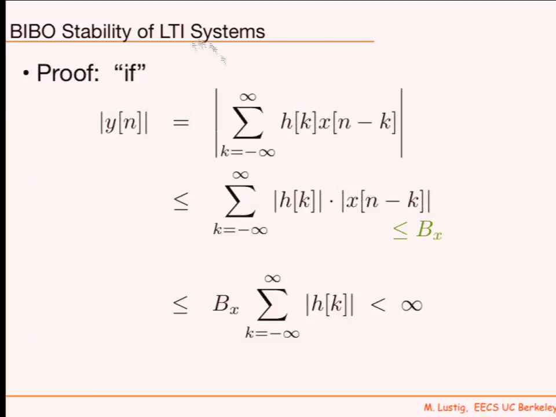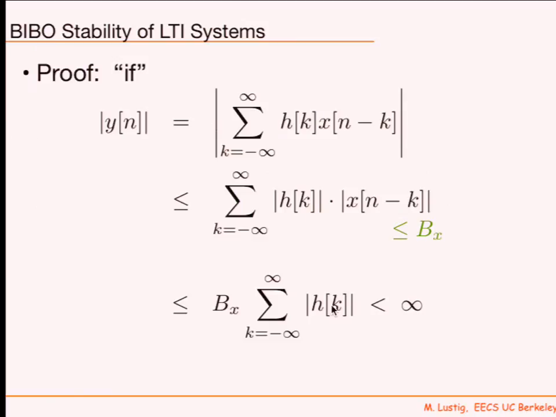You write y of n, the output, and take the absolute value of that. It equals the convolution of the impulse response with the signal you put in. By the triangle inequality, this is less than the sum of the absolute value of the impulse response times the absolute value of the input. We know the input is bounded, so this is less than B times the sum of absolute values of the impulse response. If this is bounded, then the whole thing has to be bounded.